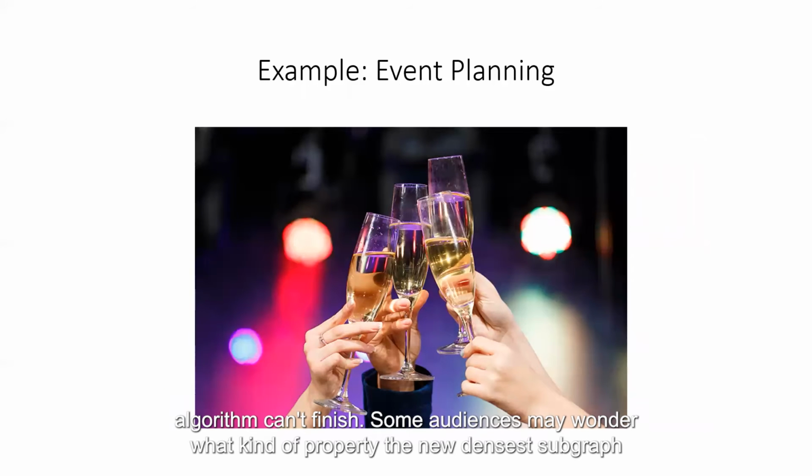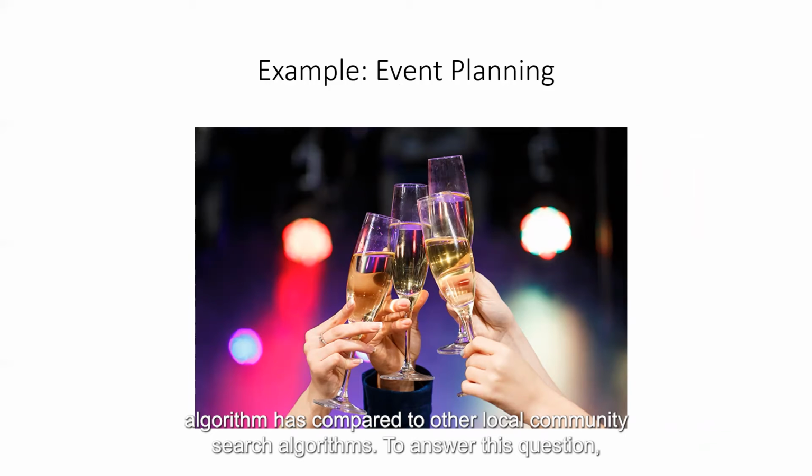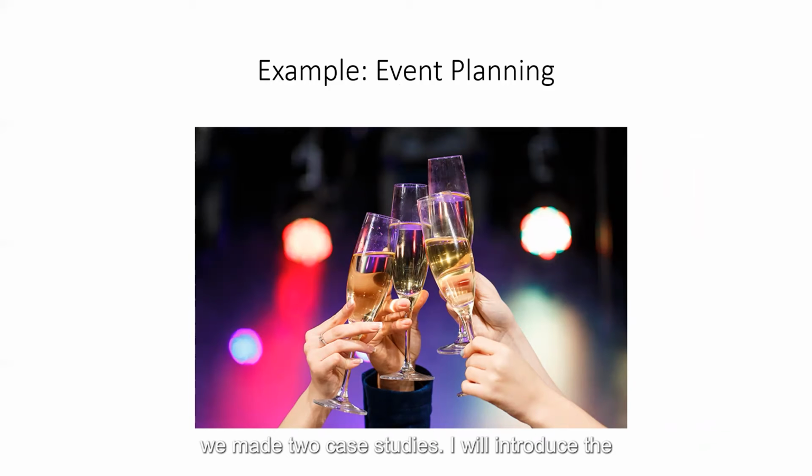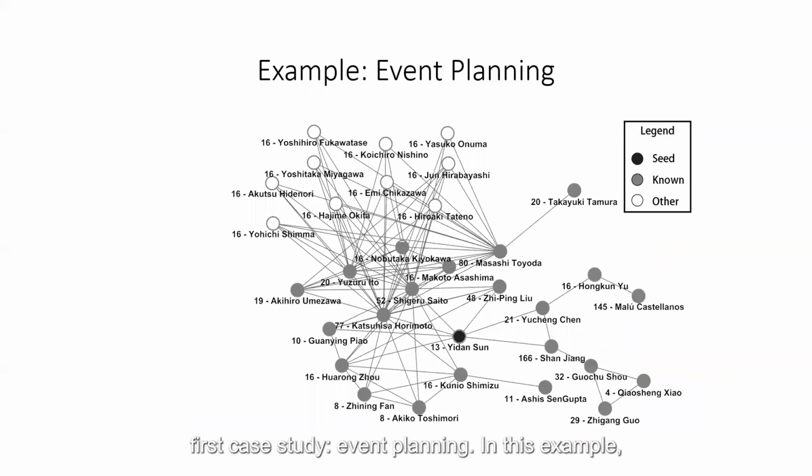Some audiences may wonder what kind of property the new densest subgraph algorithm has compared to other local community search algorithms. To answer this question, we made 2 case studies. I will introduce 1 case study, event planning. In this example, we use the DBLP co-author network as the social network.